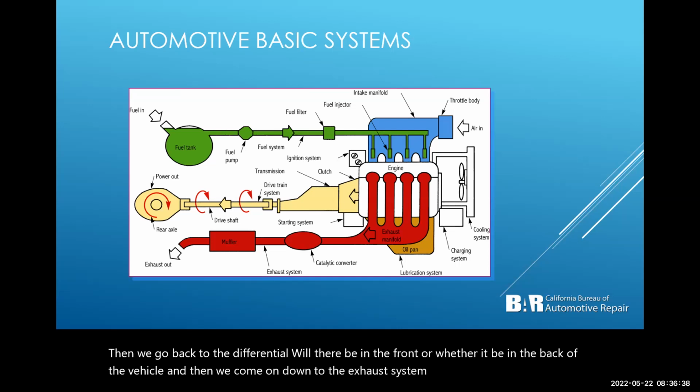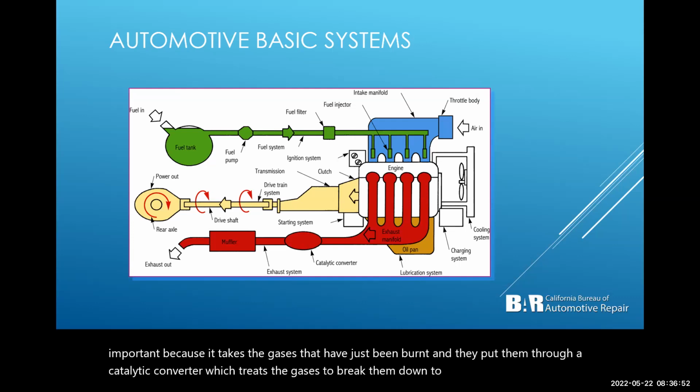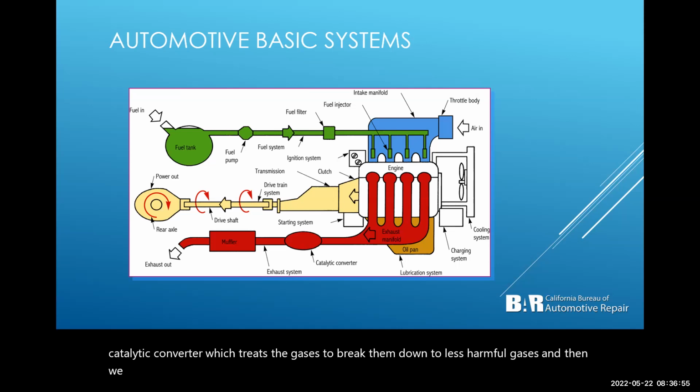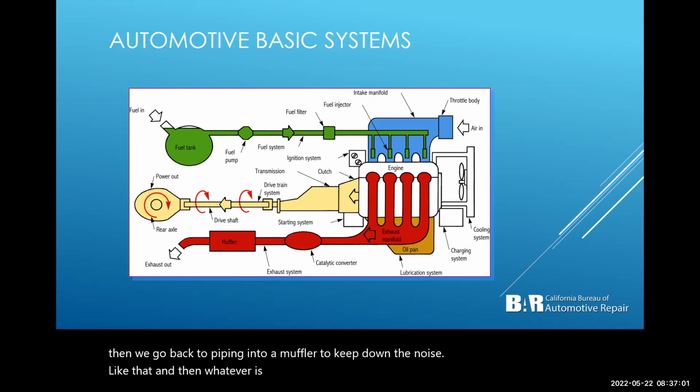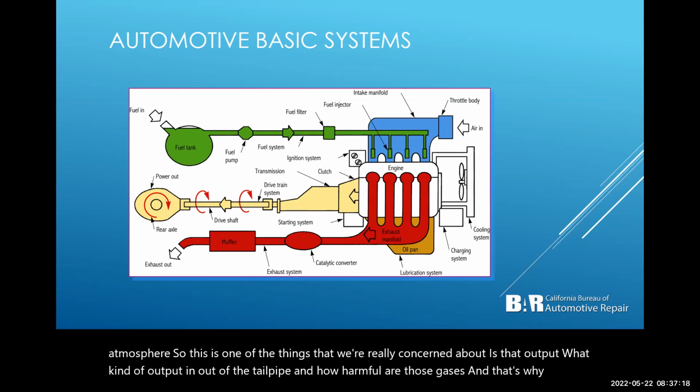The exhaust system is very important because it takes the gases that have just been burnt and puts them through a catalytic converter, which treats the gases to break them down to less harmful gases. And then we go back to piping into a muffler to keep down the noise. And then whatever is left out of that that has not been treated goes out into the atmosphere. So this is one of the things that we're really concerned about, is that output. What kind of output comes out of the tailpipe, and how harmful are those gases? And that's why we have the system called smog check.